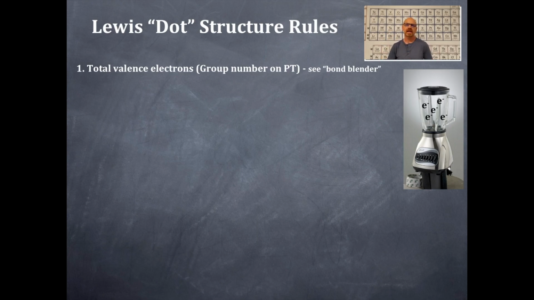And you're going to put these electrons in our bond blender here in just a second, so hold on to that thought. And then also, if you have a negative charge, you're going to add electrons for each negative charge you have. If you have a positive charge, you're going to subtract electrons for each positive charge you have.